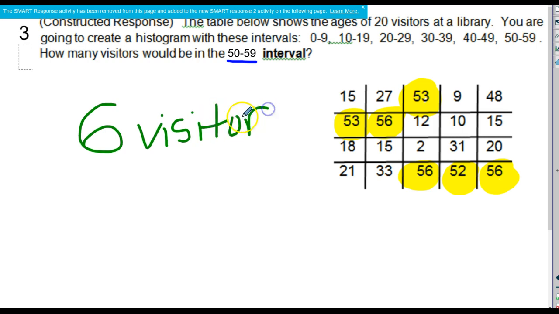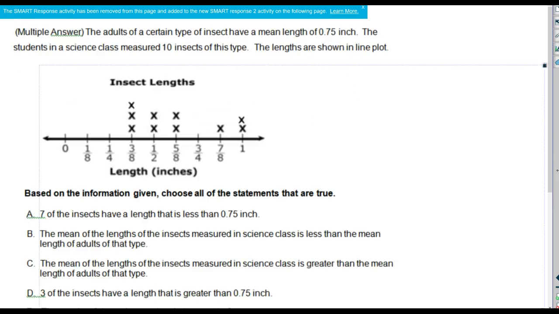because there's going to be 6 visitors that are going to be inside of that interval between 50 and 59, based on this data set that they give us over here. Pretty easy one, but don't forget to include your answer. I've seen a lot of people this week that circled the right number of numbers over here, but never really truly answered the question. So please answer the question. Okay, let's move on now to number 4.